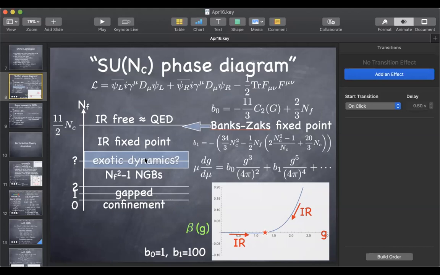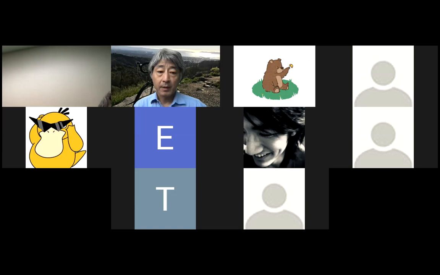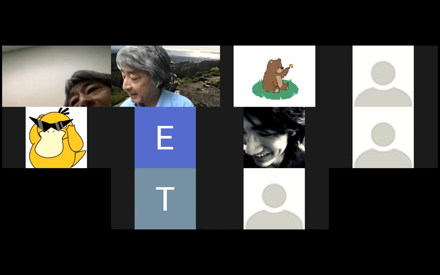I have a terminology question. Or well, it might be a conceptual misunderstanding actually. But when we say IR fixed point, I was thinking of the fact that there was a scale at which the coupling goes to infinity in the confined phase as sort of being an IR fixed point. Actually, no. Okay. So IR fixed point corresponds to this kind of behavior. So this is the logarithm of the energy scale.